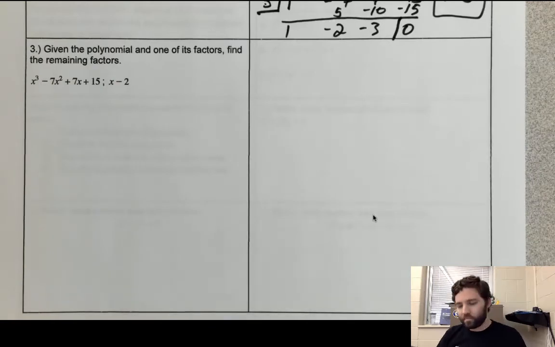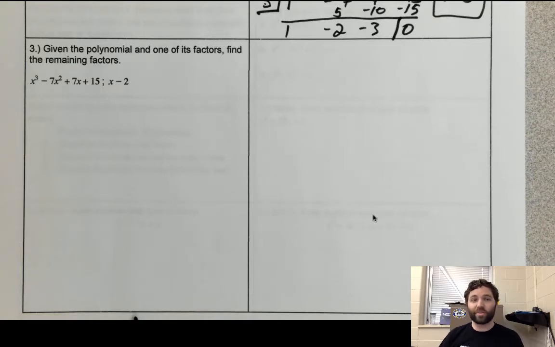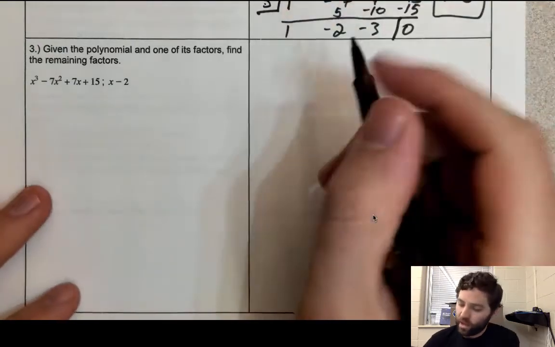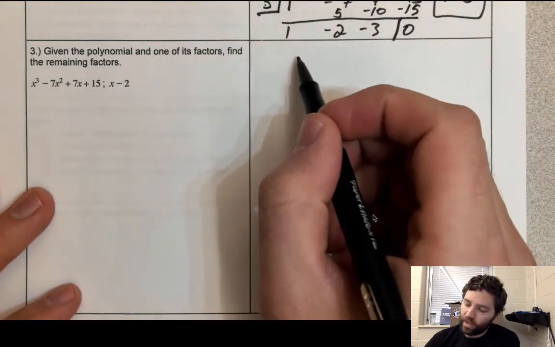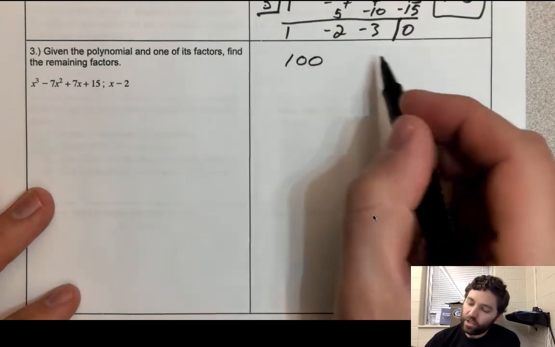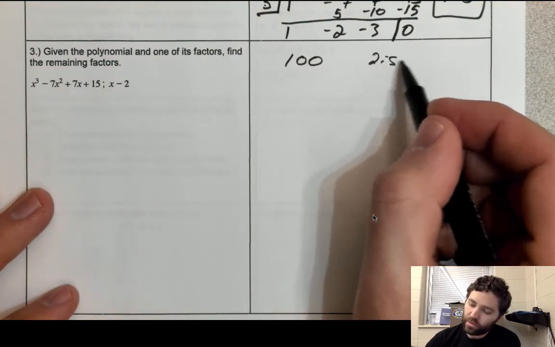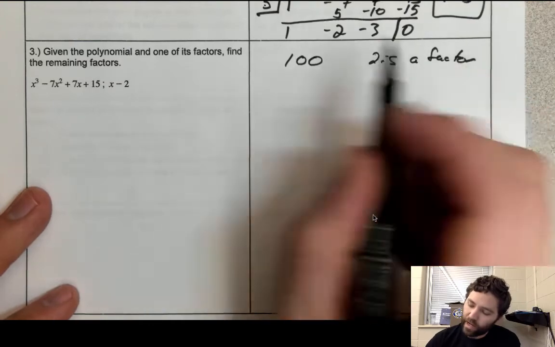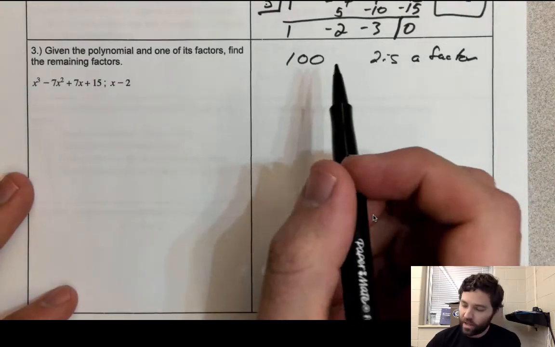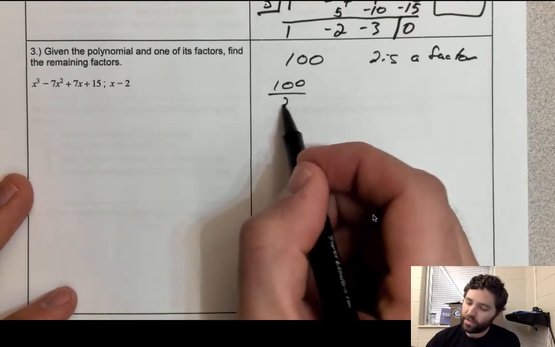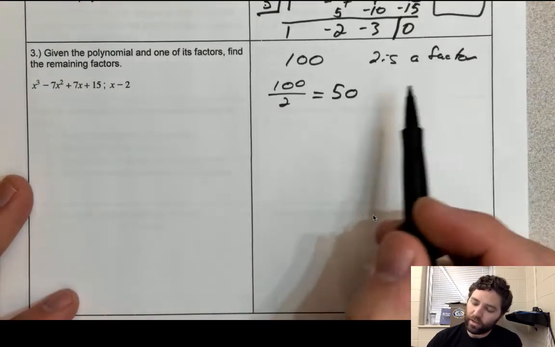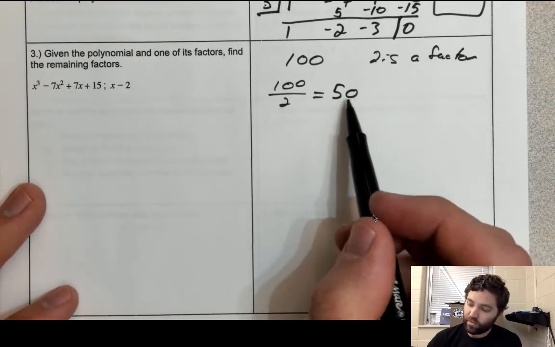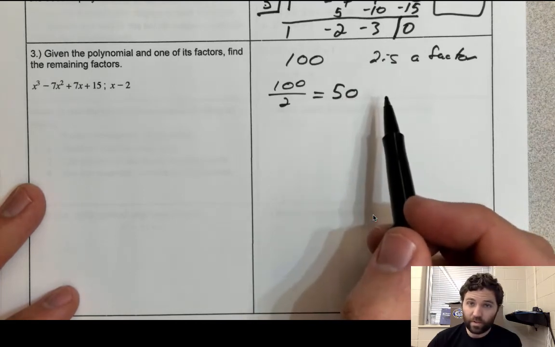All right, so if I am trying to answer the next question, which is given the polynomial and one of its factors, find the remaining factors. Think back to numbers. If I gave you a question like this and said, here's 100 and 2 is a factor, can you find the remaining factors? You probably could, right? You take 100, divide it by 2, and you get 50. And then you'd be like, all right, what are the remaining factors? Well, there's another factor of 2 because 50 is divisible by 2. And then you could keep going.